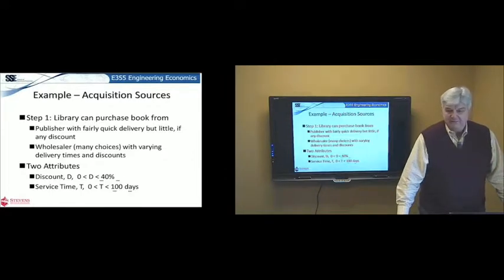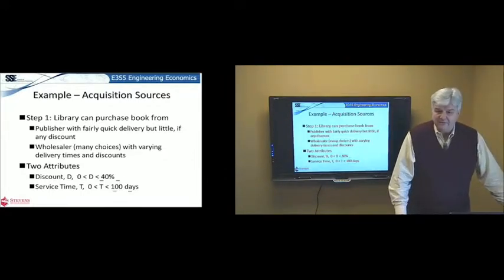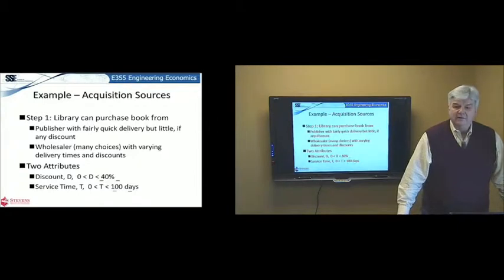We end up with two attributes, discount, which in this case varies between 0 and 40%, and service time, which varies between 0 and 100 days. So given these two attributes, the question that the manager of acquisitions has, how do I come up with a method of telling my staff members how to make decisions about these two attributes consistent with my preferences?